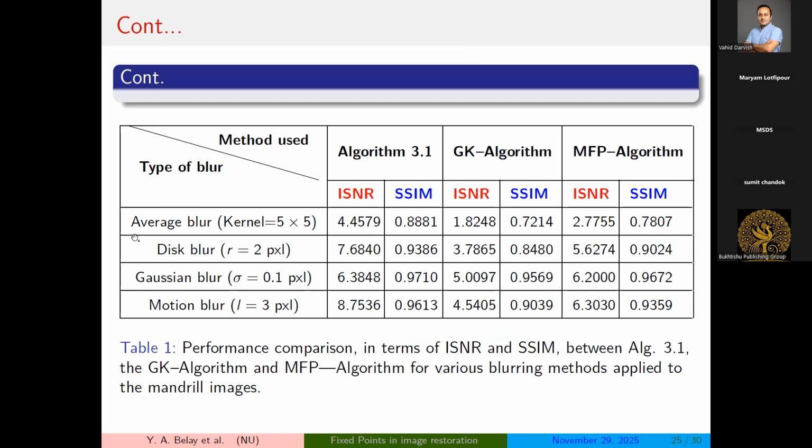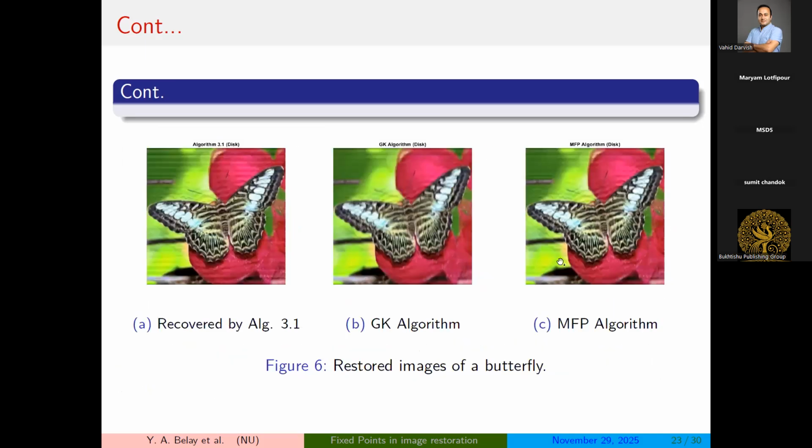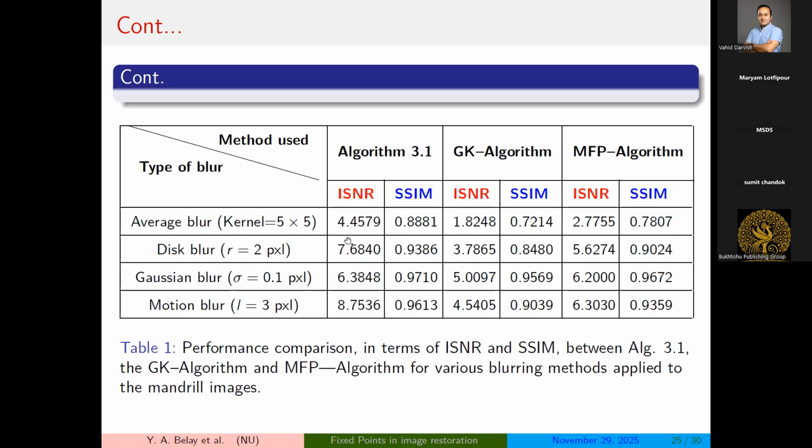So the results of the experiment show, for the 4 blur types: average, disk blur, Gaussian blur, and motion blur. So for the 3 algorithms, ours here, GK algorithm, and MFP, the red ones are for the ISNR, and the blue ones are for the SSIM. So as you can see, for example, in the first one, we found the ISNR value for our algorithm to be 4.4 something. And here the ISNR for GK algorithm is 1.8. And for the MFP algorithm, we found it to be 2.7. So you see, we were not able to clearly identify the difference visually, but using the scientific quantity, we can judge that our method is better than the existing ones in the literature.